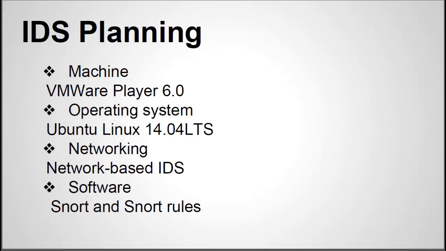So, now for IDS planning. Our lab network is going to use VMware Player 6. The operating system that I'm going to be installing is Ubuntu Linux 14.04 LTS, which is the latest release. Networking: it's a network-based IDS, and the software we're using is Snort and the Snort rules. And of course, we're going to need to install the prerequisites for Snort.